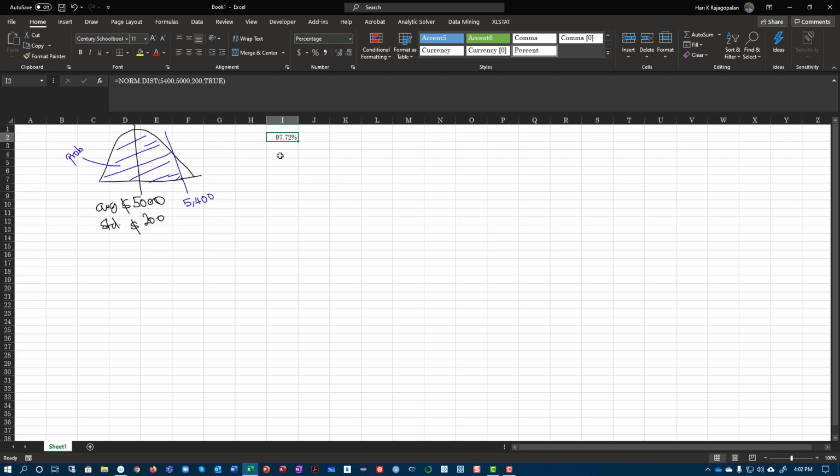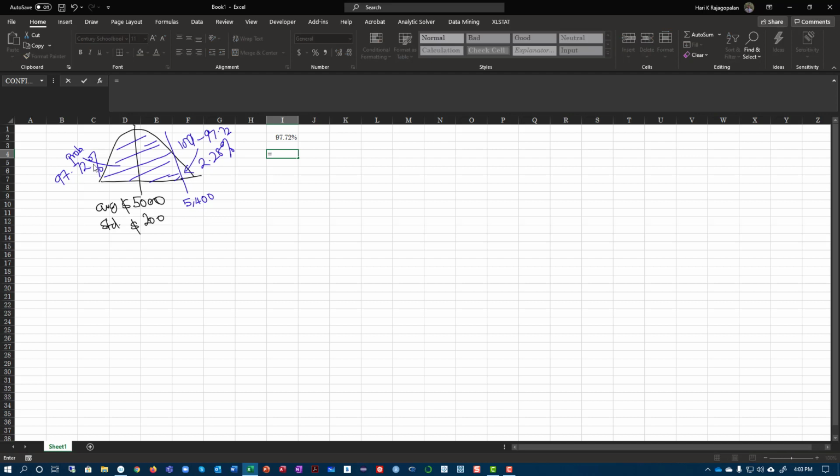So the probability you're going to get something which is right here. So this is 97.72. So here is going to be 1 minus, or 100% minus 97.72, which is 2.28%, right? So you have here 1 minus this value, which is 2.28%.